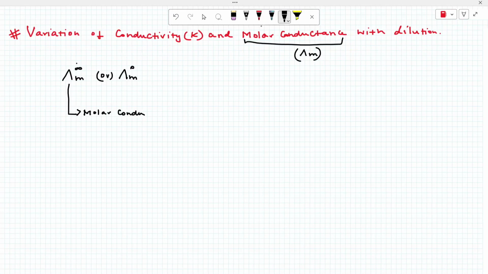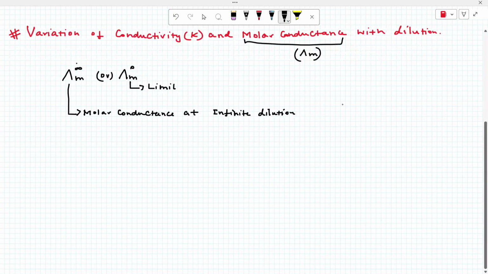Molar conductance at infinite dilution. This is lambda infinity. What is lambda m naught? Okay. This is the limiting molar conductance. Limiting molar conductance. Please note. Very important.